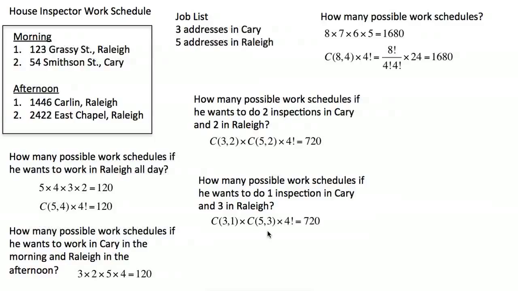That would give us the 4 addresses we're going to visit, and then we have to count the number of ways to line those 4 addresses up on the work schedule, and that would be 4 factorial ways. So this gives us 720 also for the number of possibilities if we're doing 1 inspection in Cary and 3 in Raleigh.